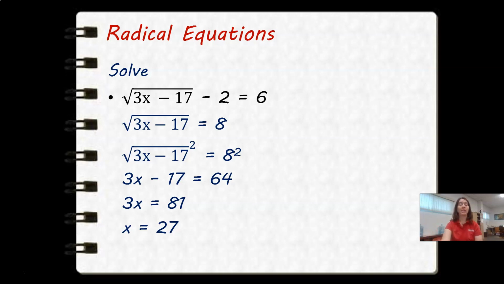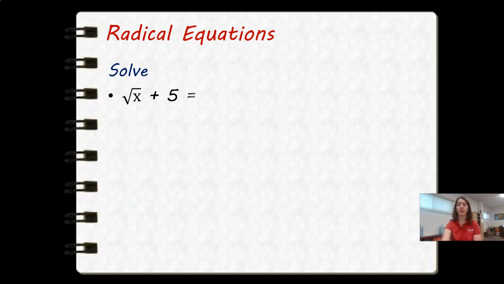I need to put it back into the original equation to make sure that my work was correct. If I put 27 back in, 3 times 27 is 81. 81 minus 17 is 64. The square root of 64 is 8, and 8 minus 2 does give me 6, so I know that I have the correct answer for x on this question. All right, one more square root example. The square root of x plus 5 is equal to 1.